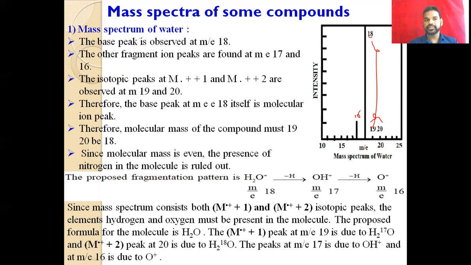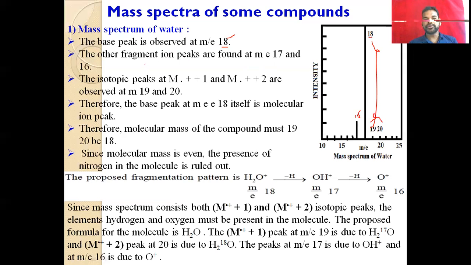First go through the explanation. The base peak is observed at m/e of 18. For the explanation of any of these 5 examples, you have to write like this. These are the steps to follow. The first step is to identify the base peak, so we write that 18 is the base peak. How do we identify the base peak? The one with the highest intensity is the base peak.